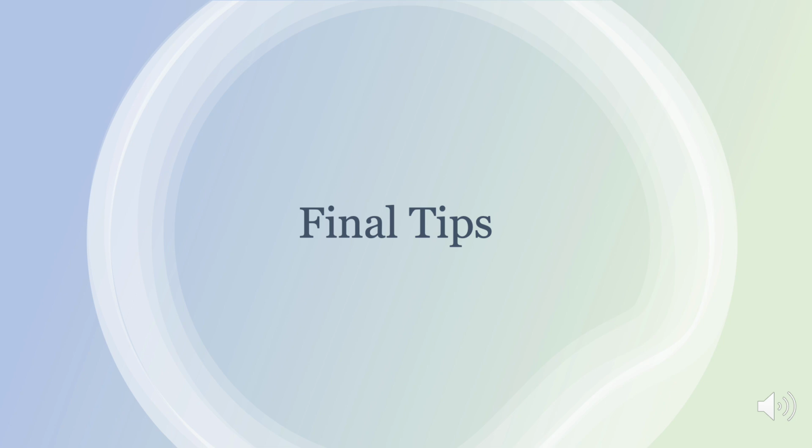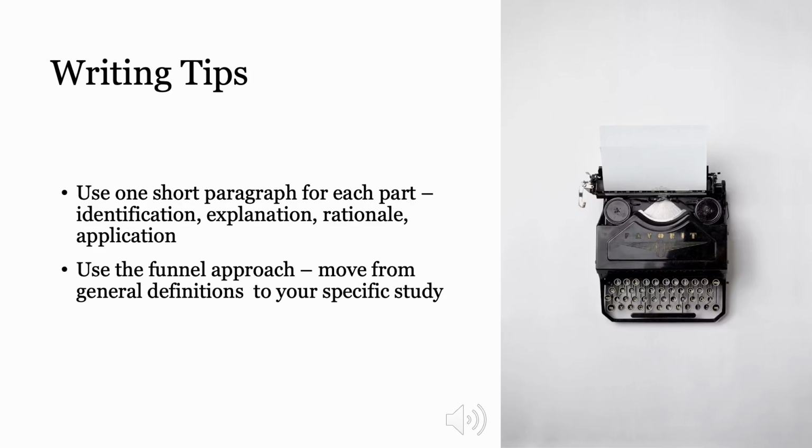To conclude, let's go over some success tips and mistakes to avoid. When writing this section, think of it as 4 paragraphs: identify, explain, justify, and apply. As you organize these paragraphs, remember the funnel approach that we learned for Chapter 1. Start with general definitions from the literature and gradually narrow down to how the design fits your specific study.